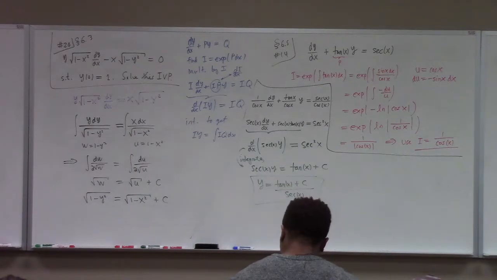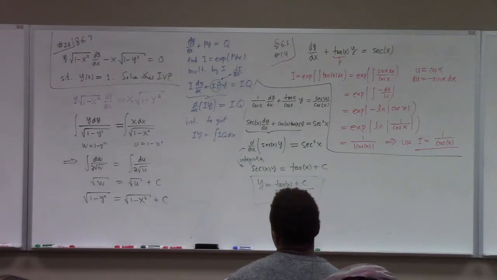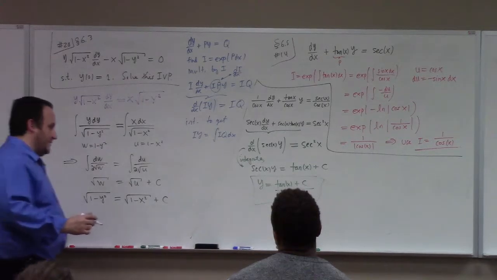Cancel them. I have 1 on both sides, so I can multiply by -1 or divide by -1. Now, this one's a little bit tricky because we're given y of 0 is 1, right? So you can actually put that in at this point and see what it does. So y of 0 is 1.